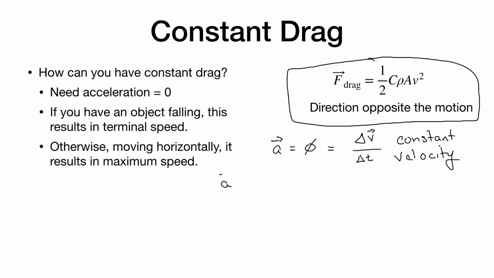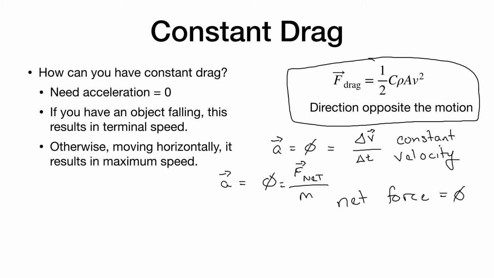Now, if acceleration is 0, then that also is telling me that my net force over mass has to also be 0. And since we're dealing with an object, that object has to have mass, that's really telling me that my net force happens to be 0. So, in order to have a constant drag, we have to have an object that is moving with a constant velocity, which is telling me that my net force has to be 0. So my forces have to be balanced. My object is in equilibrium.